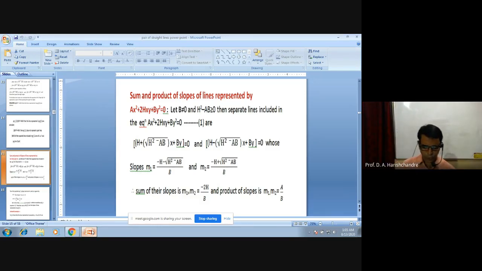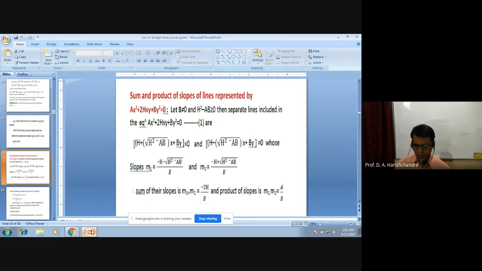Here put the value of m1, which is minus h minus root h square minus ab upon b, and the value of m2, minus h plus root h square minus ab upon b. Finally, you take the addition of these two fractions and simplify it. Simplification yields the final value of m1 plus m2 as minus twice h upon b.